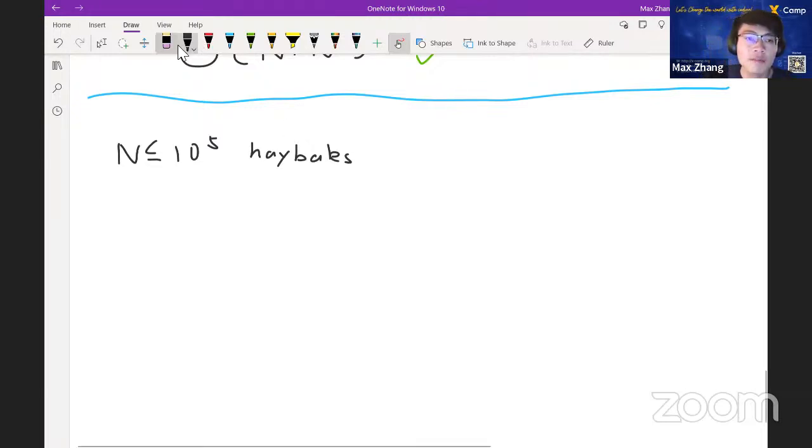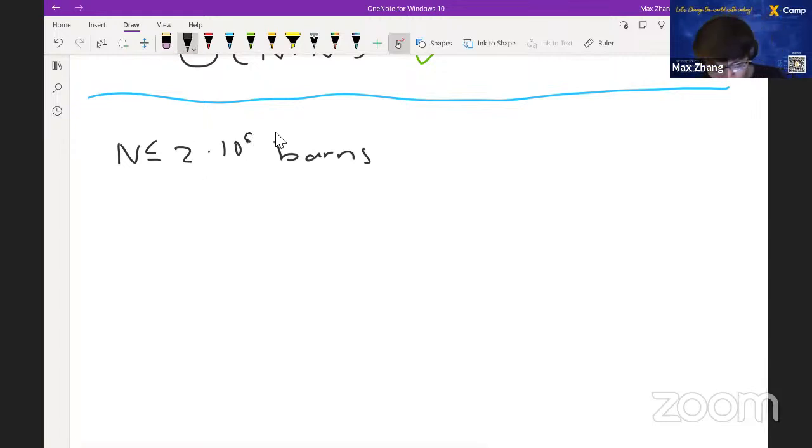Or actually, they're not hay bales, they're barns. Or, okay, yeah, I'm just following this. They're actually technically barns, not hay bales. And these are essentially 2 times 10 to the 5. That doesn't really matter. And they're going to be scattered at some integer points, x1, x2, x3.